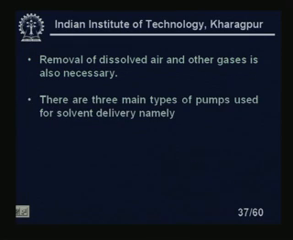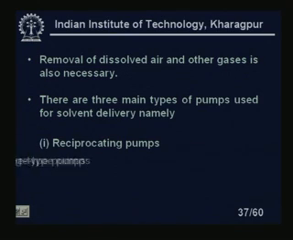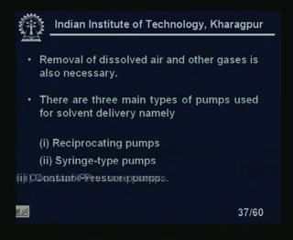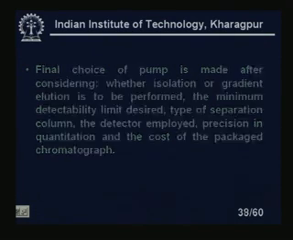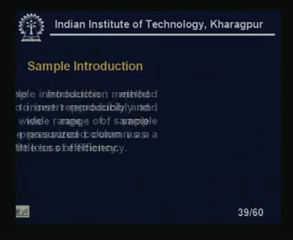There are three main types of delivery pumps used for solvent delivery systems, namely reciprocating pumps, syringe type pumps, and constant pressure pumps. The final choice of pump is made after considering whether isocratic or gradient elution is to be performed, the minimum detectability limit desired, type of separation column, the detector employed, precision in quantitation, and the cost of the packaged chromatograph.